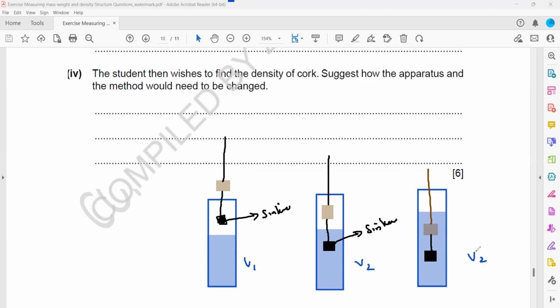Now, if I want to calculate the volume of this object, like this is a cork, and whenever you draw any figure, it should be a labelled diagram. So this is a cork. This is V3. If I want to measure the volume of the cork, I should only do V3 minus V2. When I subtract V2 from V3, I get the volume of the cork. So the only modification, whenever a floating object is there, is that we use a sinker. Is this one clear?